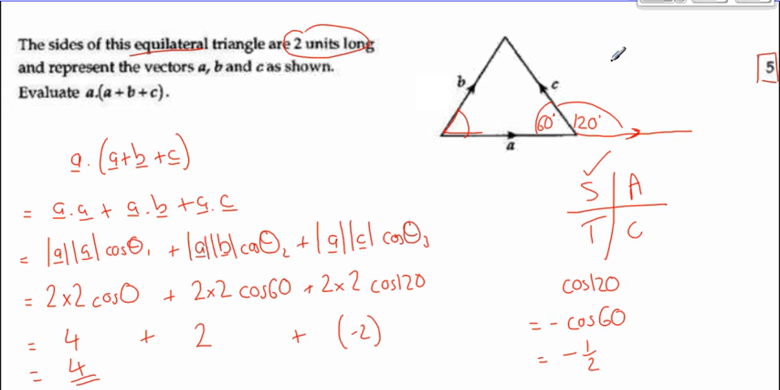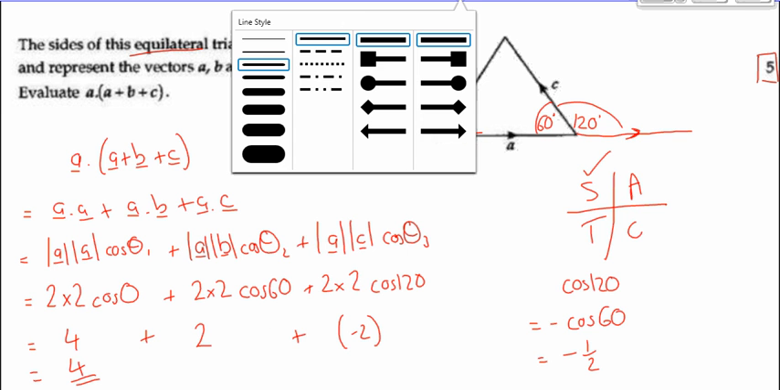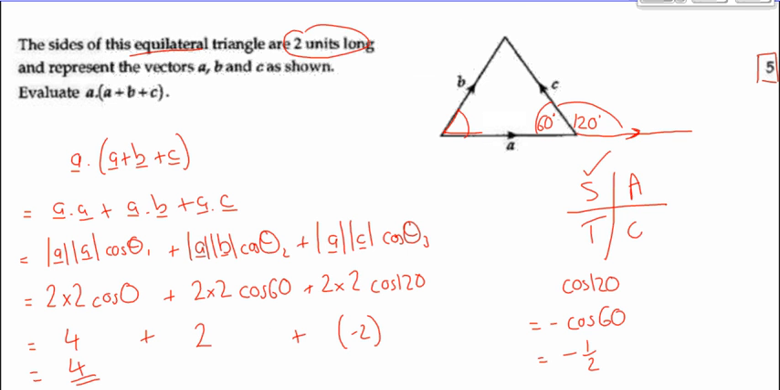And finally, the marking for that. Okay, the first mark again, let's make sure we're picking that up for expanding the brackets. The second mark is for substituting in correctly for A dot A. The third mark for A dot B, and the fourth mark for A dot C. And then the fifth mark for then evaluating your answer.